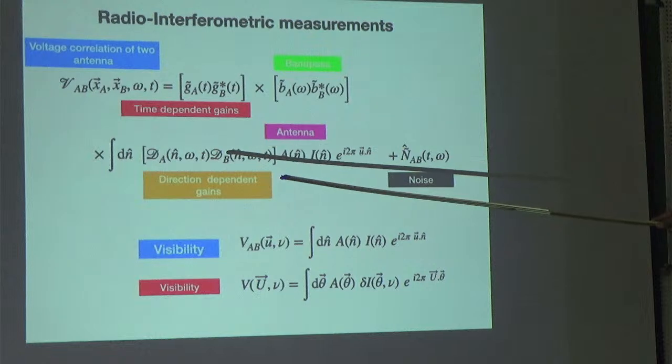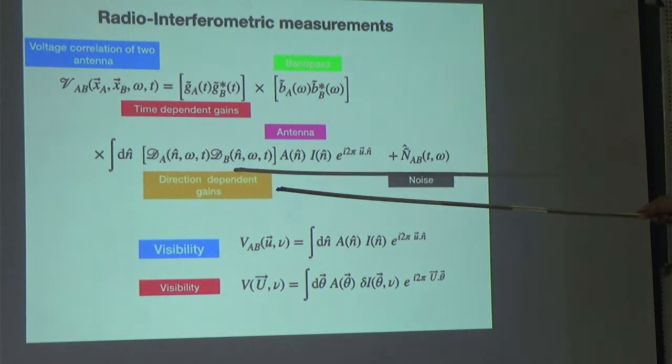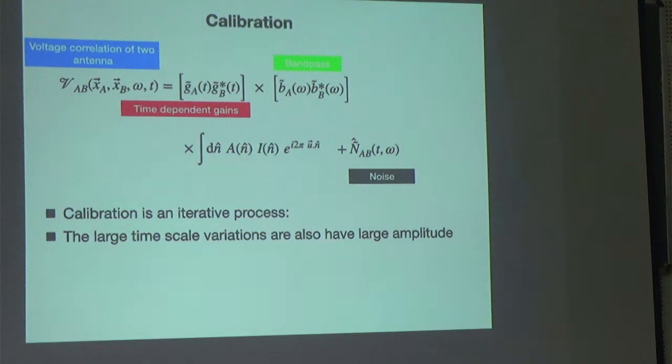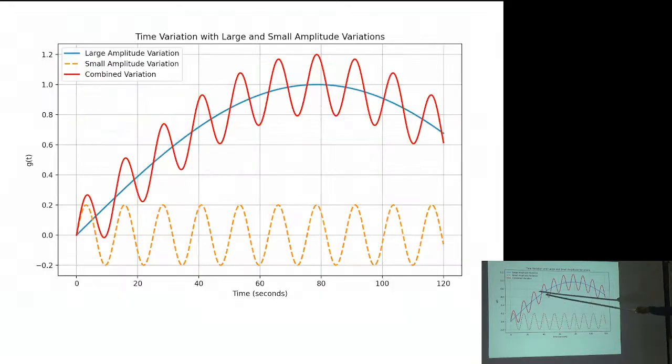If that is true, then for the time being, since I am doing an iterative process, I will assume the direction dependent gains to be 1. Once I do that, I get this. The direction dependent gains are 1, but I have to still take care of these. For these gains which are a function of time, there is a large time scale variation and a small time scale variation. That is like given in this cartoon here, where this blue line is a large amplitude variation which is also at a larger time scale.